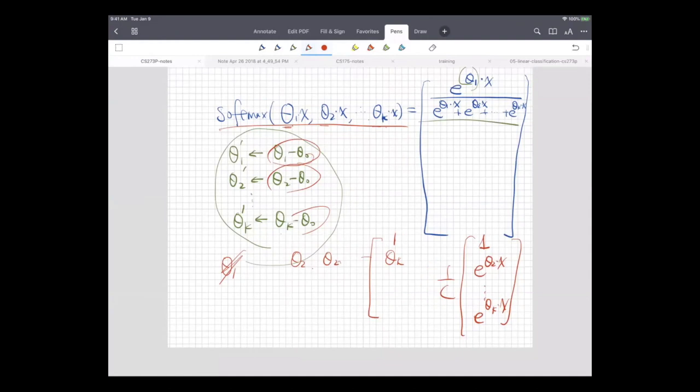In fact, in the algorithm, usually when you implement the softmax function, you have to be very careful because you're taking exponentials of these values.